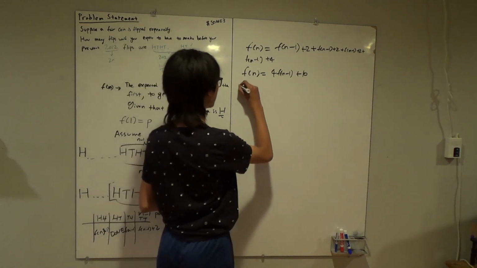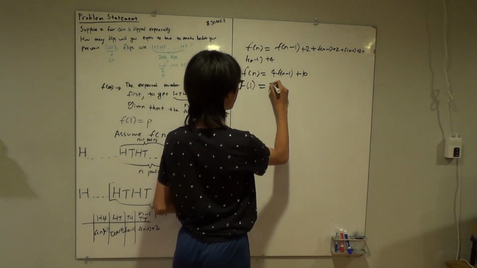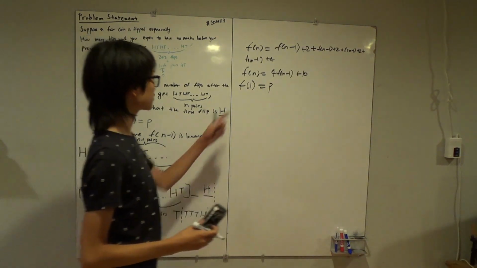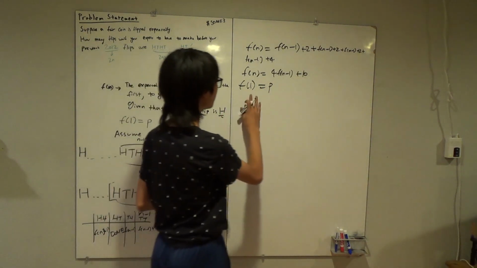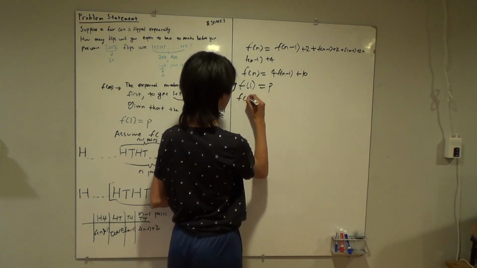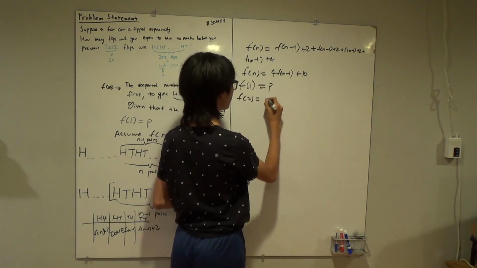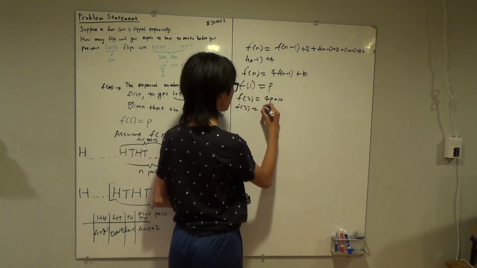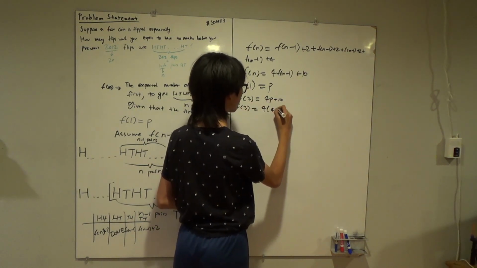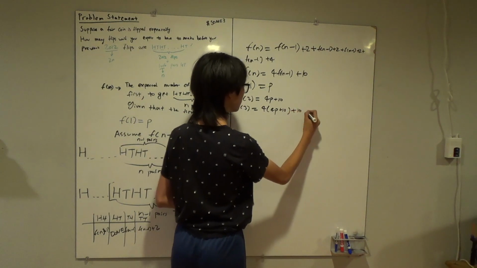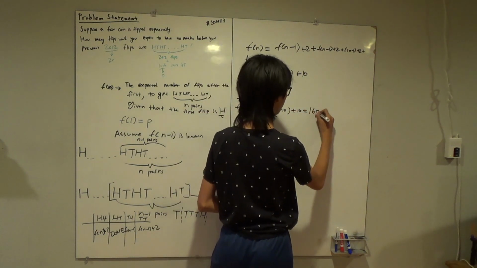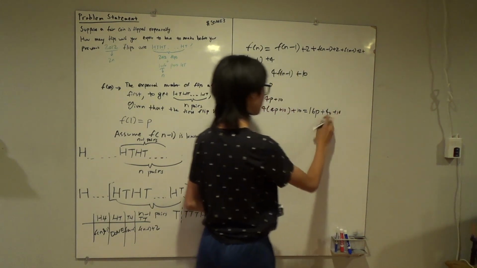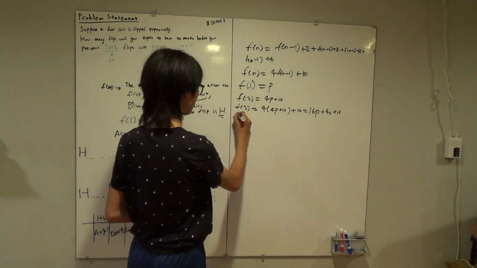So I'm going to start writing down the smaller values for f of n. So f of 1 we've known to define as p, and by definition of f of n above, f of 2 will be 4p plus 10. F of 3 will be equal to 4 times 4p plus 10 plus 10, which I will rewrite as 16p plus 40 plus 10. And the reason I'm writing it like this, we'll be comparing in a second.